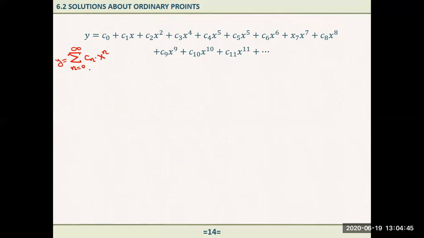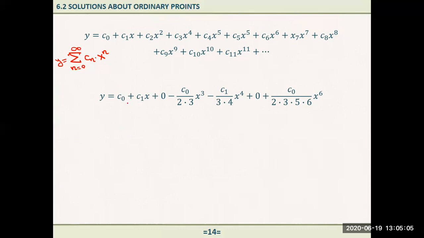So when n equals 0, c sub 0 times x to the power 0 is c sub 0, the constant term. If n equals 1, c sub 1 times x to the power 1, the second term. N equals 2, the third term, and so on. So now if you substitute those, we have actually calculated the values of these coefficients.